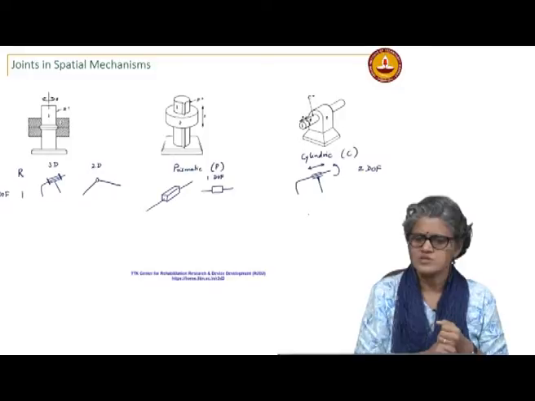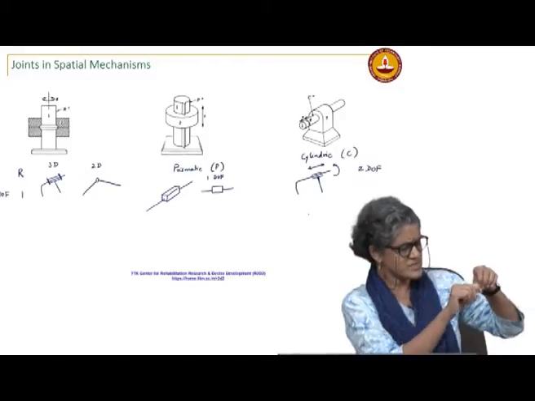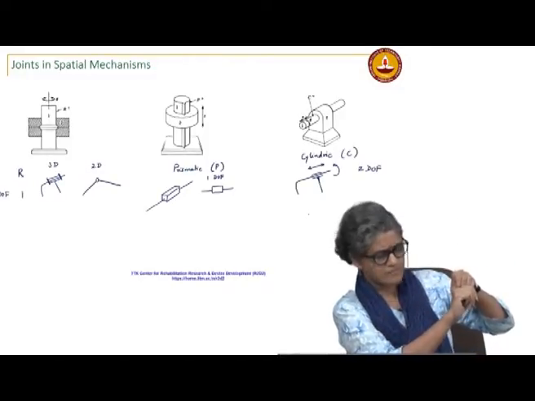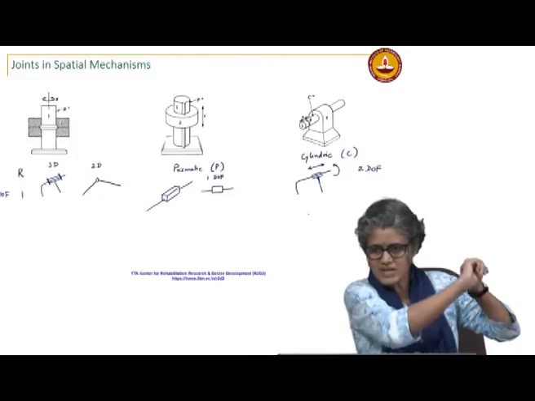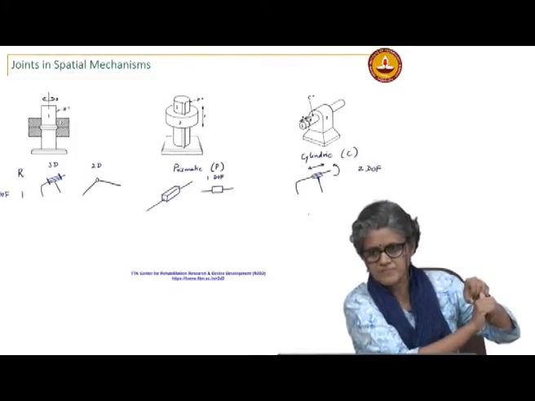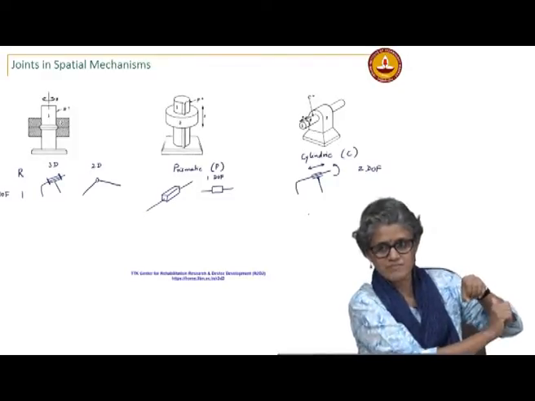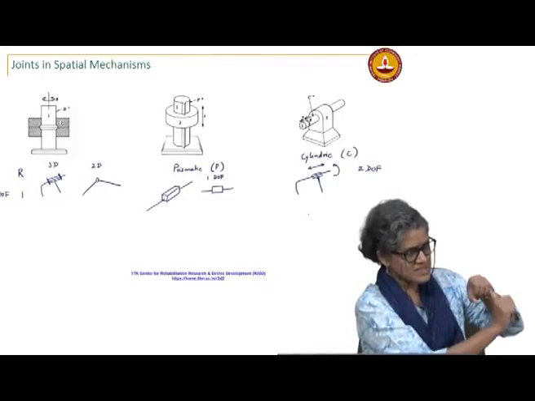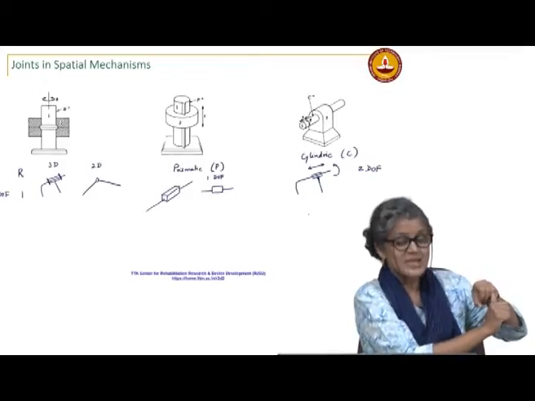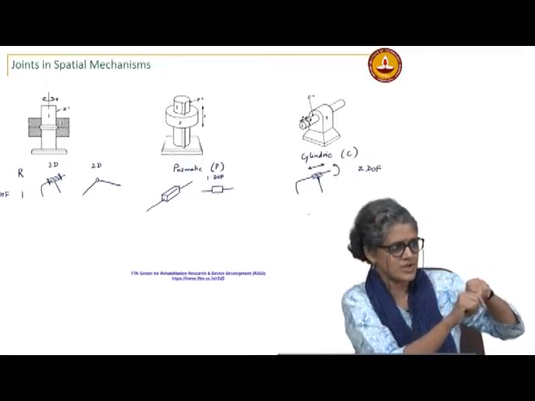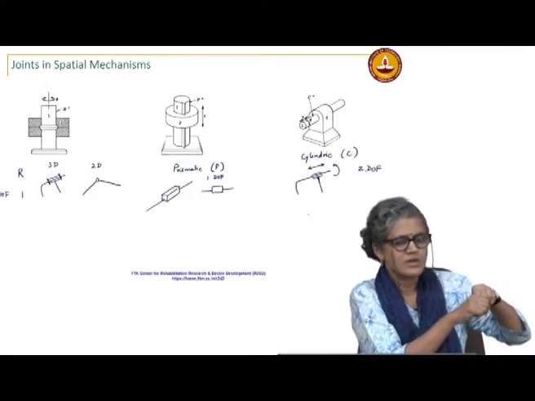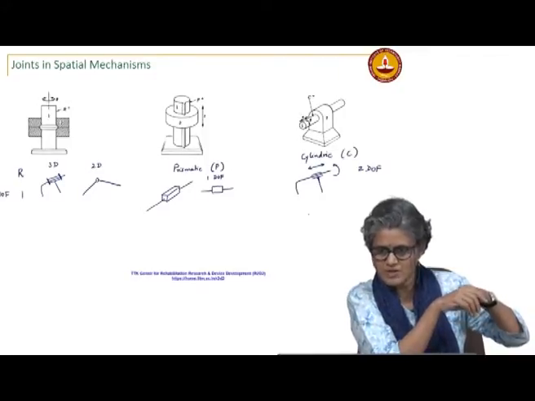What moves along a slot? If it is a revolute joint, the only motion that is allowed is this. I cannot allow this motion. If I allow this and this, then it is a cylindrical joint. He's asking about a pin in a slot. Sorry, you are asking about a pin in a slot.